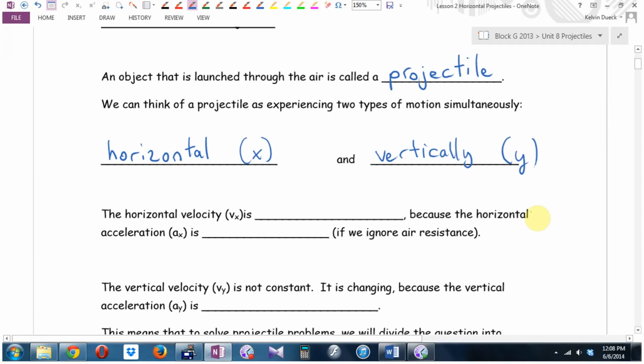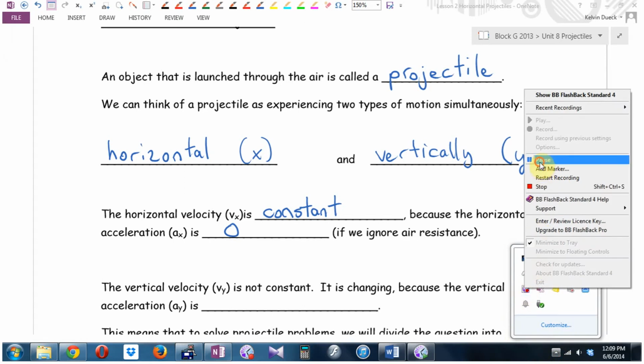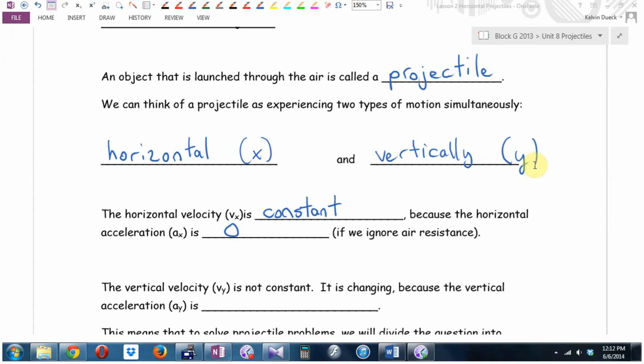And here is what I need to convince you of. It turns out the horizontal velocity is constant. I'll abbreviate horizontal velocity as vx. What would I abbreviate horizontal acceleration as? Ax. Why? Ax is zero. Now this bugs kids. Put your pencils down. A key idea that I want you to realize is that horizontal acceleration is zero.